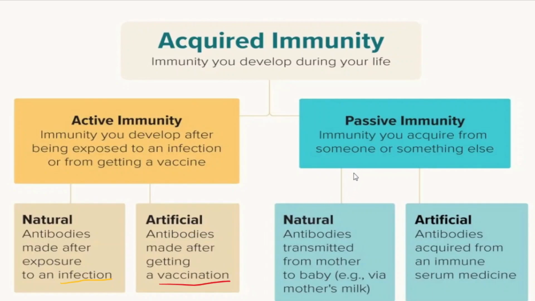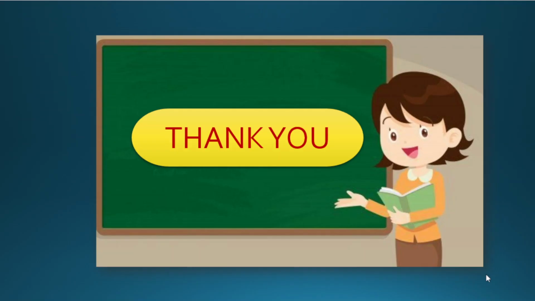Passive immunity we can get by the natural process of the mother's milk, when the baby gets immunity from the mother, and artificially we can insert the antibodies in the form of immune serum medicines. So this is how our body develops the immunity as well as how we can acquire the immunity. So I hope you have understood the basic defense mechanism of our body.